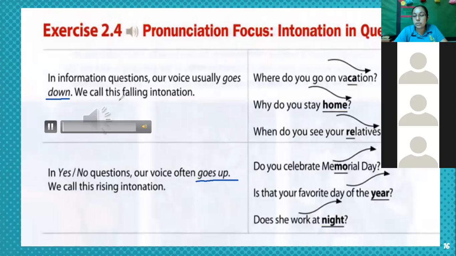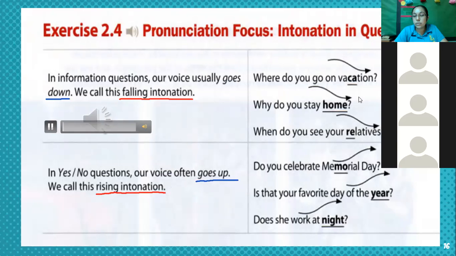So underline this one, please. Falling intonation. You use this one in informative questions, and you use rising intonation in yes-no questions. This is the difference. So let's check one more time and you see the difference, yeah?